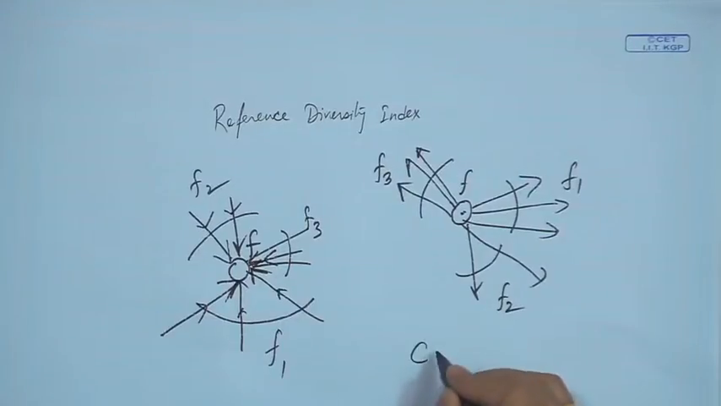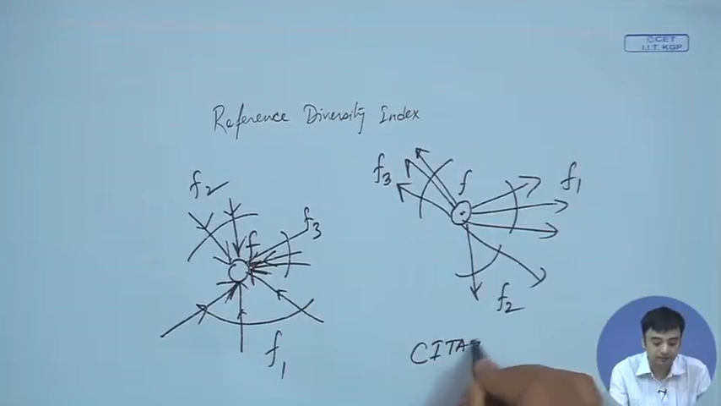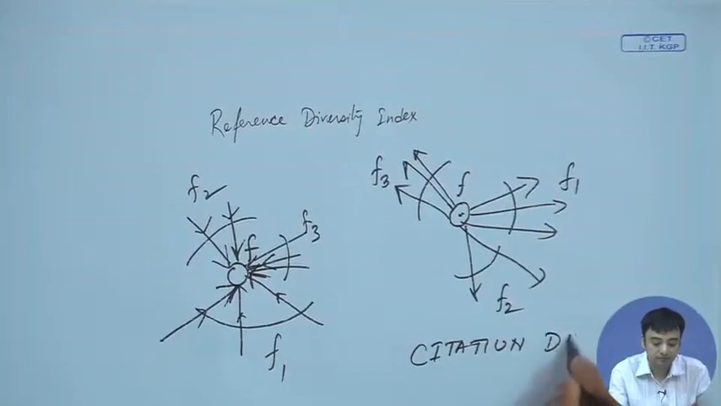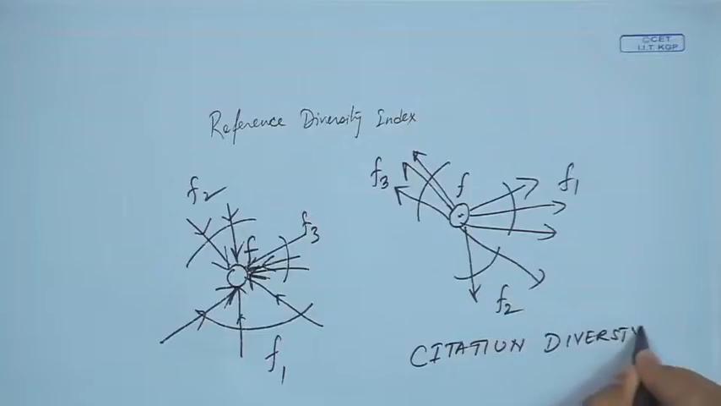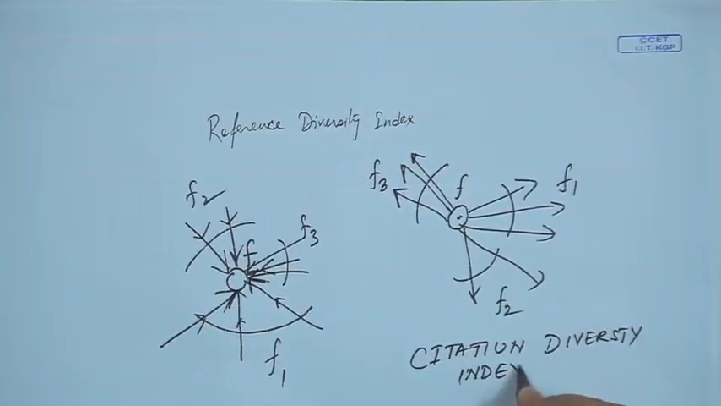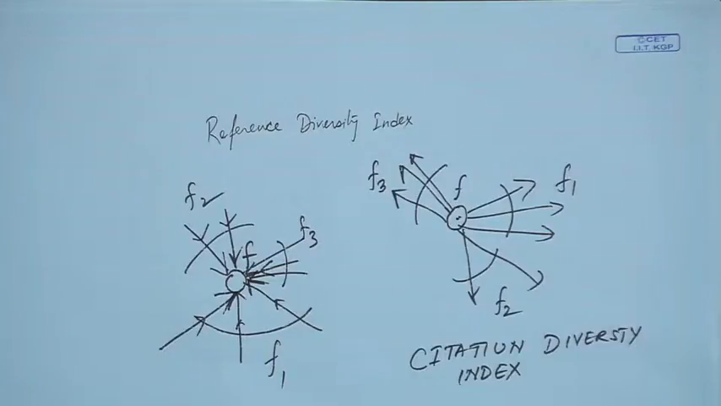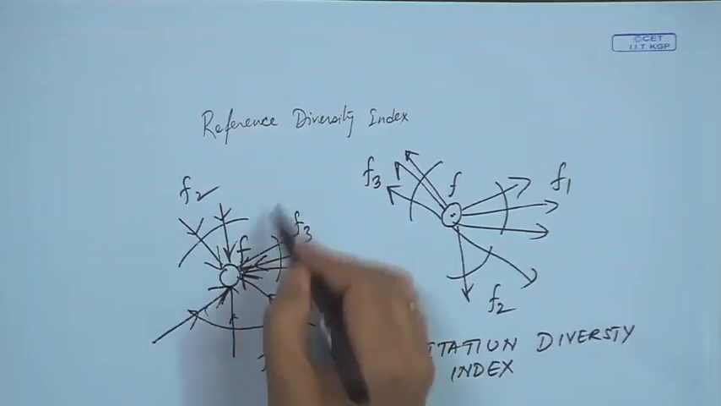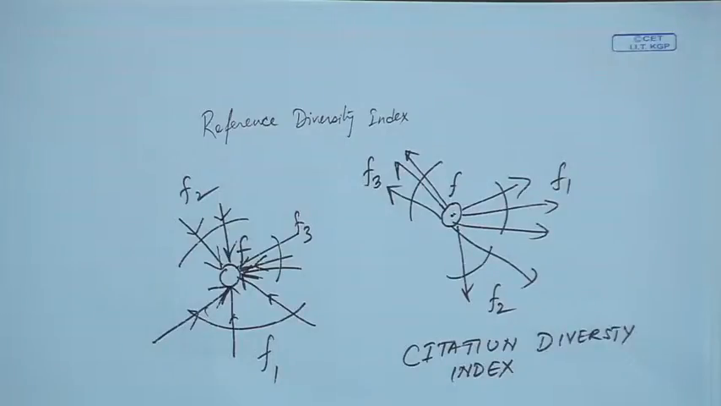So, this can again be quantified by something called the citation diversity index. Here you find out the proportion of citations coming from the different fields to the field F, and once you have derived all these proportions, you can again find out the entropy of these fractions, and that will tell you how diverse its citation is. But then there is one difference between the reference diversity index and the citation diversity index.